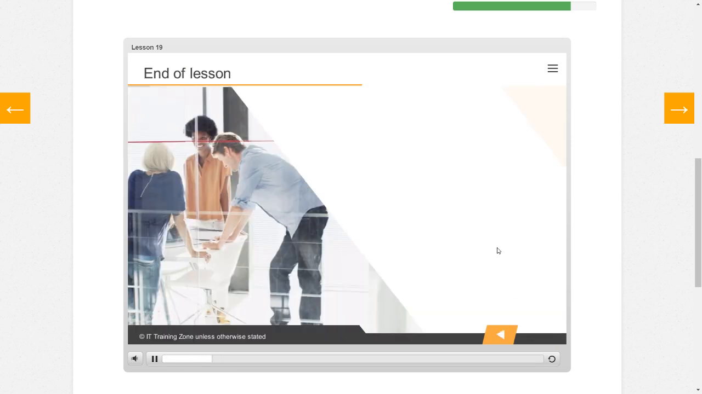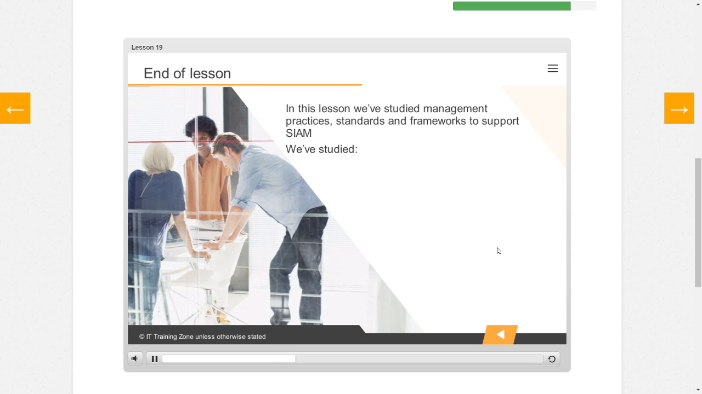That completes Lesson 19, where we've studied some of the other management practices, standards, and frameworks that support SIAM practices. We've looked at IT service management, Lean, and COBIT. In the next lesson, we'll look at SIAM and DevOps, and SIAM and Agile.